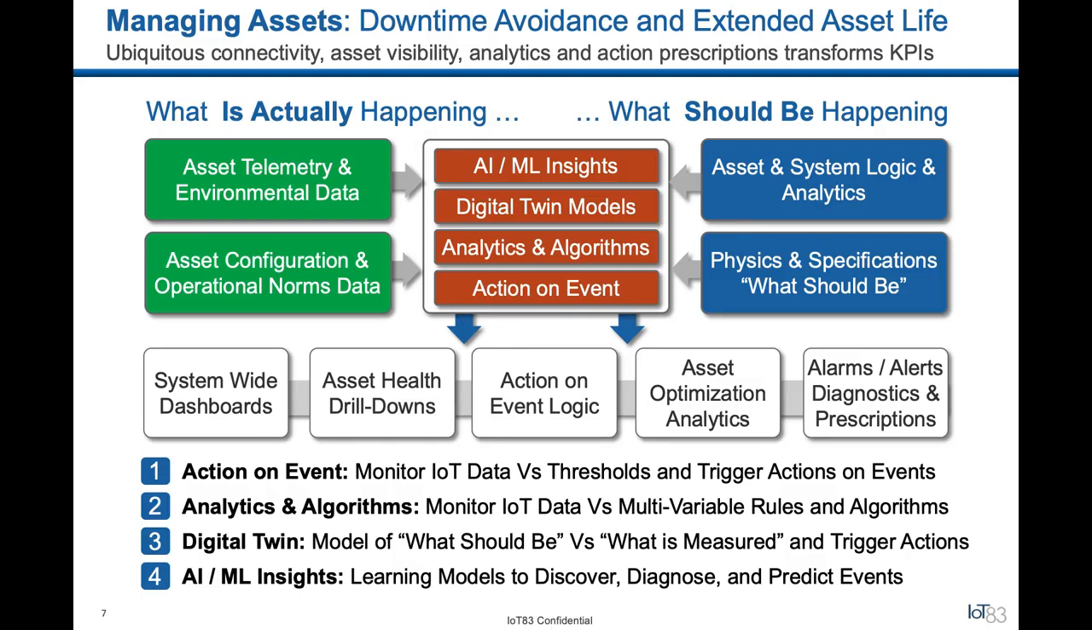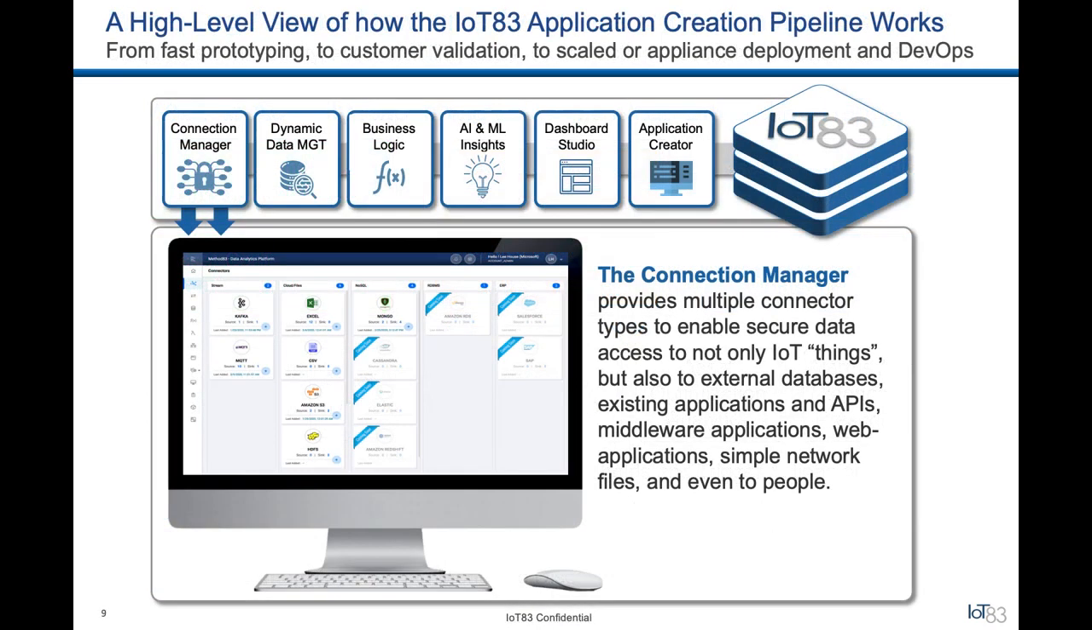Starting with simple action on events, where actions can be notified for the need for service on a threshold crossing event, to more sophisticated actions that actually tune the asset being managed based on more advanced analytics, all the way to diagnosing problems, detecting potential faults before they happen, and even prescribing remediative actions to operators using digital twin or artificial intelligence or machine learning models. So this is a walkthrough of the application creation pipeline tools.